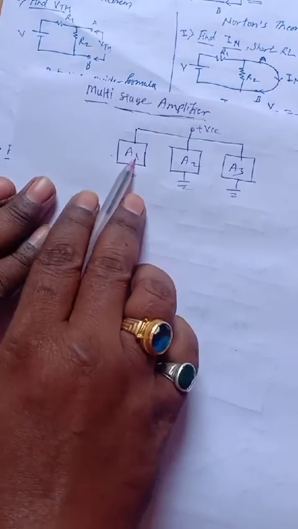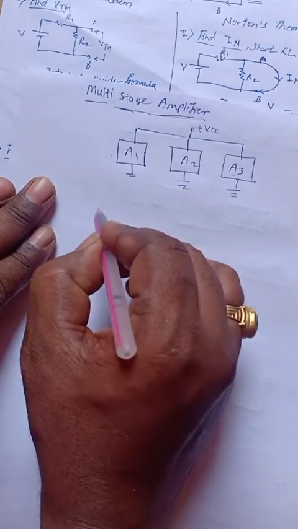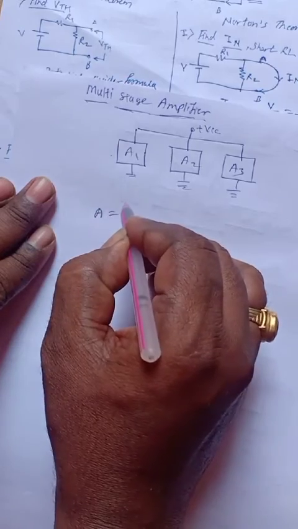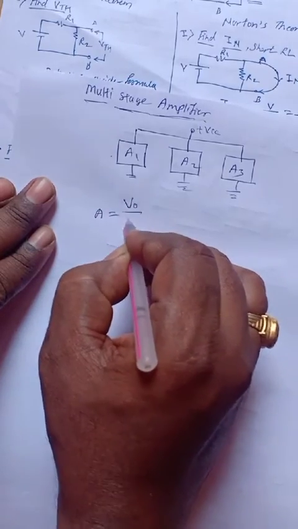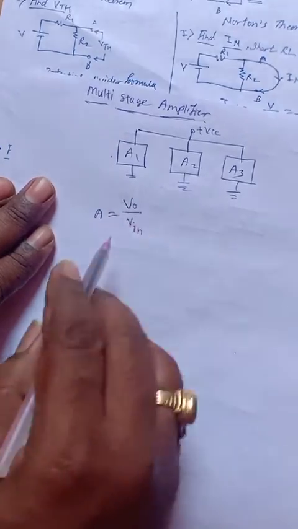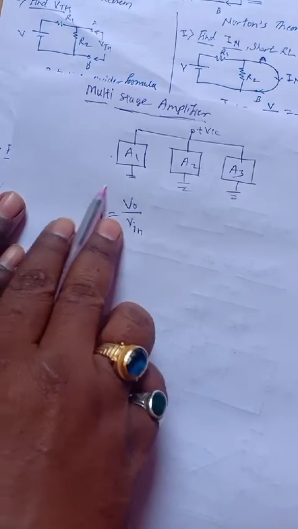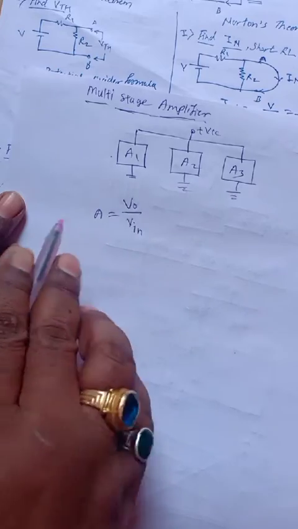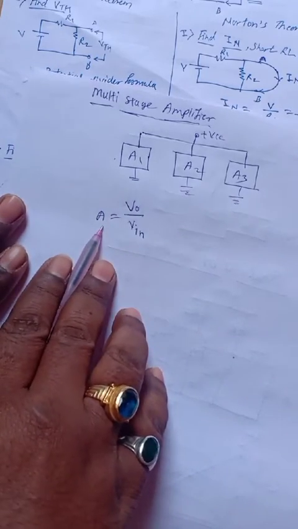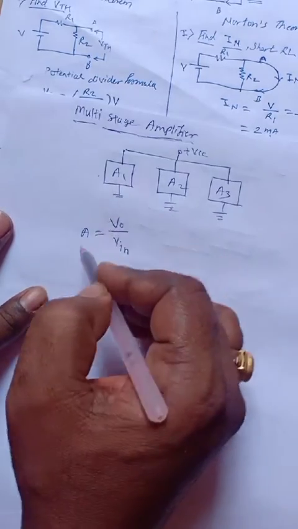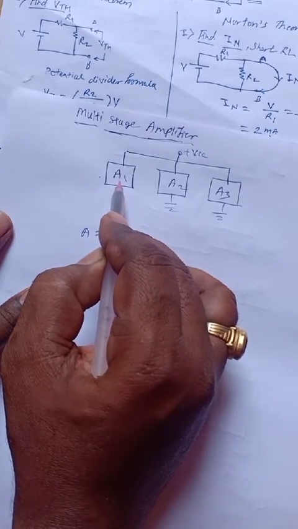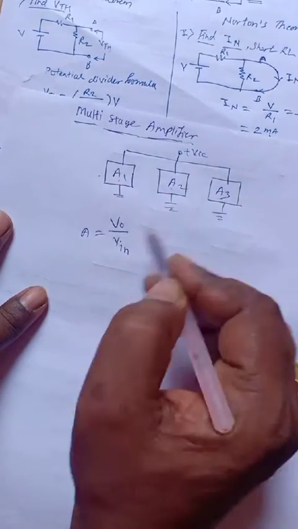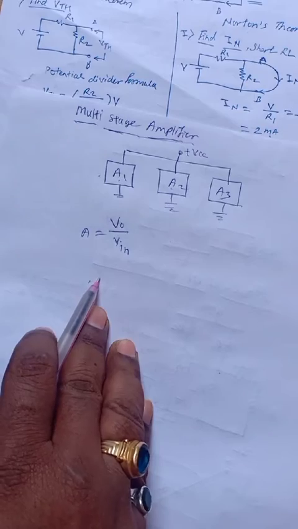So what does the gain of these amplifiers mean? A is nothing but a gain. A is output voltage divided by input voltage. This is nothing but an amplification factor. How much the input is amplified is given by the amplifier's gain. So these amplifiers have gains A1, A2 and A3.